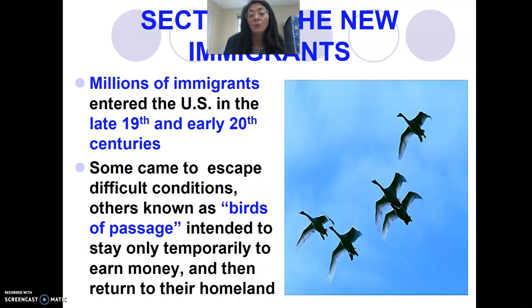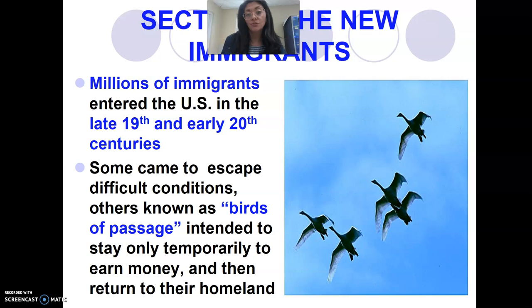And those people are often considered less desirable. They're more likely to be Jewish. They're more likely to be not Christian. Even they're more likely to be Catholic Christian, and Irish are considered a part of that undesirable immigrant population as well. So what are the reasons that people are coming from Europe?